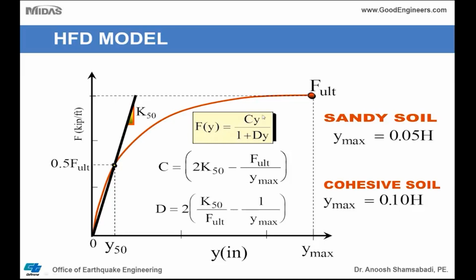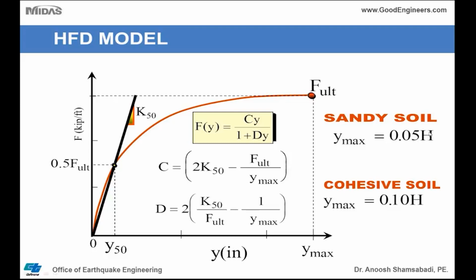So here is how you calculate the abutment spring. Basically, a constant C times Y, which is the displacement in the longitudinal direction of the bridge, divided by 1 plus D, another constant, times Y, which again is the displacement in the longitudinal direction of the bridge. The constants C and D are very easy to calculate. You use an average stiffness from the soil and the ultimate capacity of the soil to calculate constants C and D. If it's a cohesionless soil, which is a sandy soil, the maximum PY is 0.05 H.